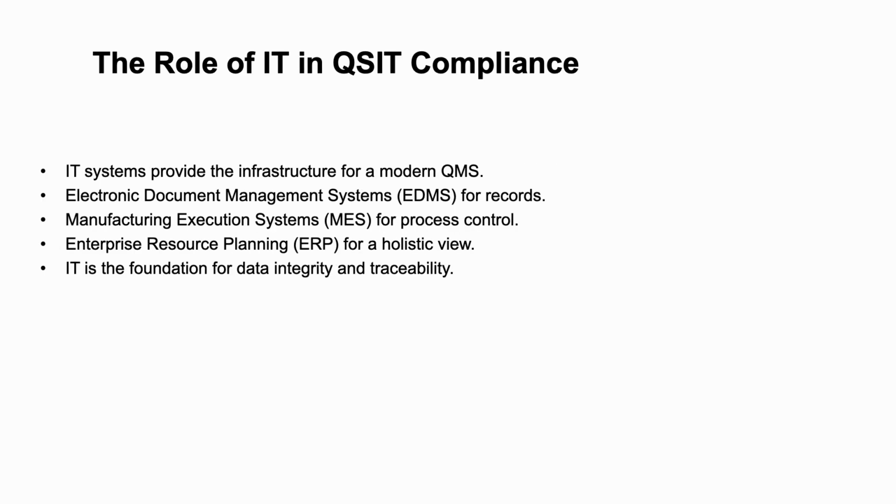It's important to understand that a robust QSIT compliance system cannot exist without a strong information technology (IT) infrastructure. IT systems provide the foundation for a modern quality management system, QMS. Electronic document management systems, EDMS, are essential for managing and controlling the vast volume of documents required for compliance, such as design history files and device master records. Manufacturing execution systems, MES, automate and monitor production processes, ensuring consistency and providing the data needed for process validation.